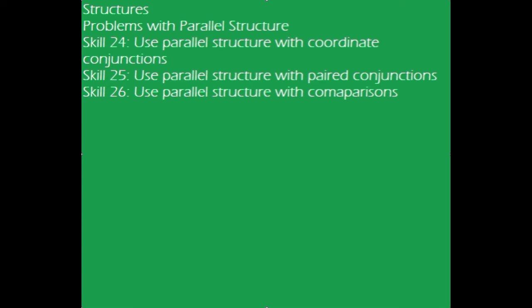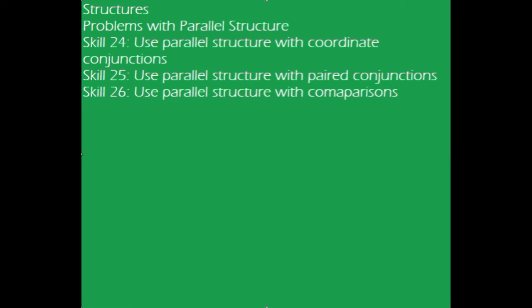It will help you a lot for getting a better score. In this case, it is to get a score. For example, to move abroad to a university, they require you to get 550 points. I'm going to explain the score, how to get the scores. And then problems with parallel structures. You see here, skill 24, use parallel structure with coordinate conjunctions. 25th, use parallel structure with pair conjunctions, and use parallel structure with comparisons.